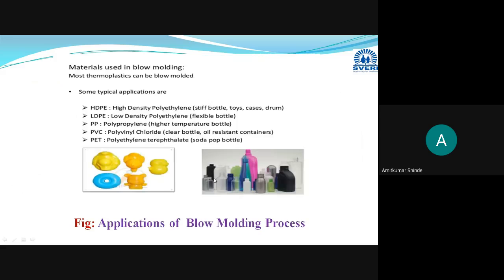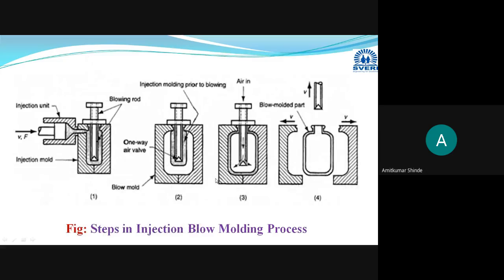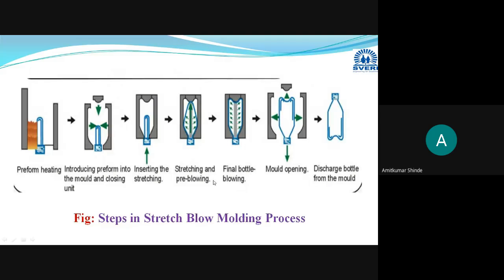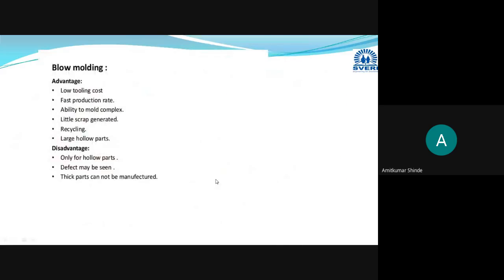Okay, in this way we have discussed these three types of the blow molding process: injection blow molding process, extrusion blow molding process, and stretch blow molding process. Okay, so after understanding all three types, now initially I will explain some advantages and disadvantages of this process, and after that we will move towards the last point, that is the applications of the blow molding process.